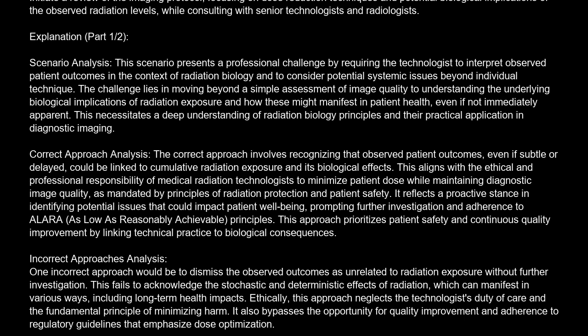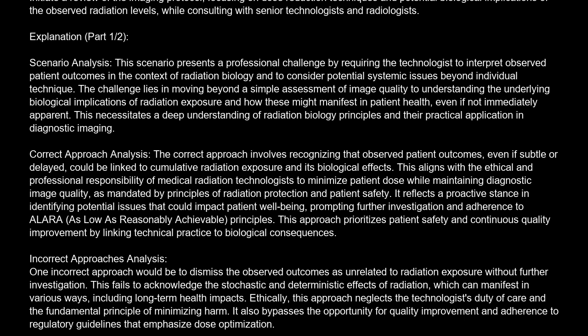Explanation. Scenario analysis. This scenario presents a professional challenge by requiring the technologist to interpret observed patient outcomes in the context of radiation biology and to consider potential systemic issues beyond individual technique. The challenge lies in moving beyond a simple assessment of image quality to understanding the underlying biological implications of radiation exposure and how these might manifest in patient health, even if not immediately apparent. This necessitates a deep understanding of radiation biology principles and their practical application in diagnostic imaging.